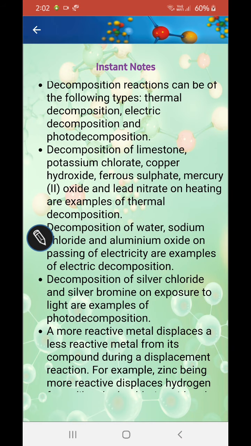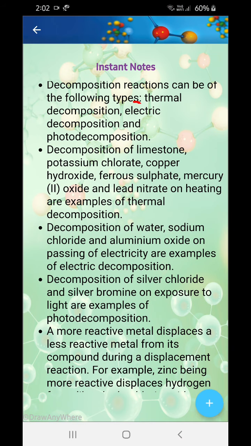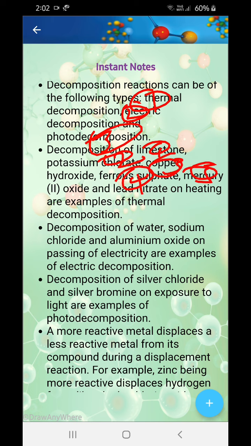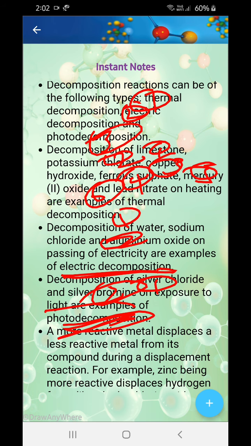Now decomposition reaction can be further classified into thermal, electrical and photochemical reaction. Decomposition of limestone, potassium chlorate, copper oxide, ferrous sulfate, mercuric oxide and lead nitrate are thermal. Decomposition of water, sodium chloride and aluminium oxide on passing electricity are electric decomposition. Decomposition of silver chloride and silver bromide on exposure to light is photo decomposition.